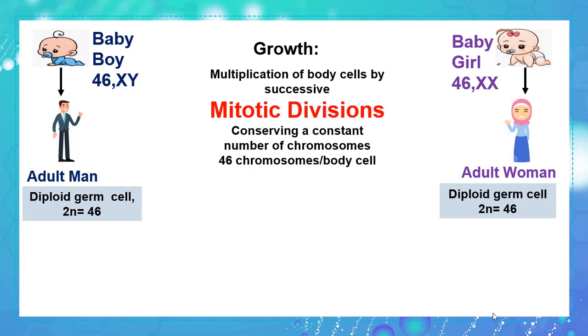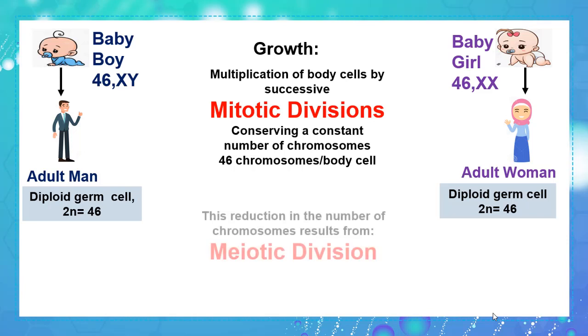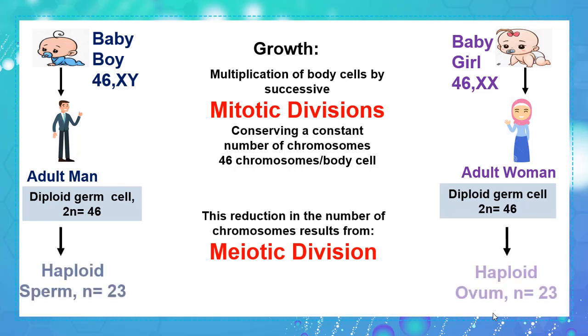Those cells are known as germ cells and are considered to be the mother cells from which haploid gametes will be produced. The reduction in the number of chromosomes during gamete production results from meiotic division that will produce haploid sperms, N equals 23, in men and haploid ova with N equals 23 in women. And we will discuss in detail the process of meiosis by which gametes are produced in document 3.